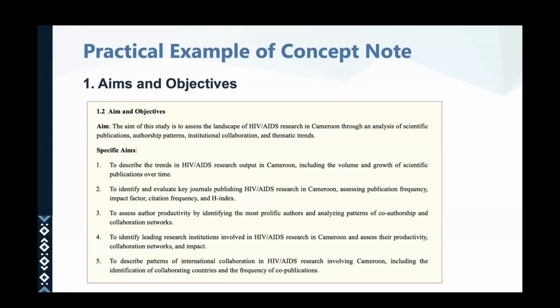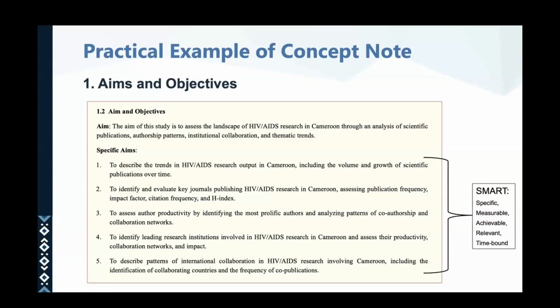And for each specific aim, you try to ensure that it is SMART. So we saw this in module 1: ensure it is specific, measurable, achievable, relevant, and time bound. And for this concept, we want to generally describe the trends in HIV/AIDS research, including how many publications per year and how it has been changing over time, to identify and evaluate key journals that are publishing research from our setting, looking at the publication frequency, the impact factor, the citation frequencies, H-index, and so on.